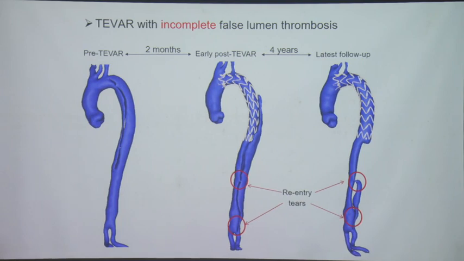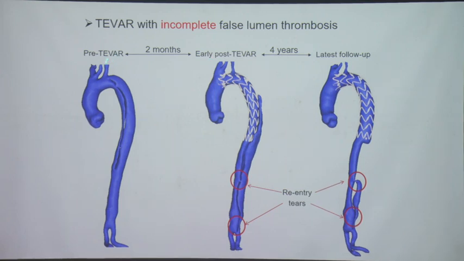Now, we also have a patient who had this TEVAR procedure, but their false lumen still remains. It's incomplete false lumen thrombosis after TEVAR. So we wanted to see if our model can predict that scenario as well. So it's just trying different scenarios to test the applicability of the model and whether it can simulate the real scenario.